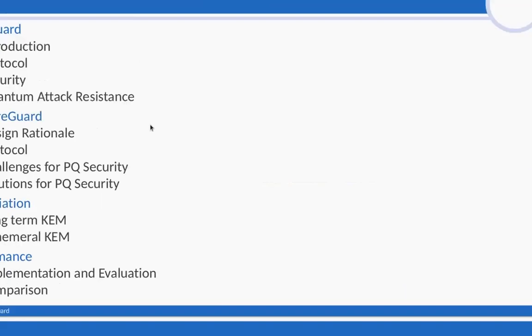Okay, and now I would like to give you an overview about what we are going to talk about today. First, I will introduce the original Wireguard, including its protocol, security properties, and its limited resistance to quantum attacks. And then we will move on to post-quantum Wireguard. We will discuss our design rationale, how the final protocol looks like, and what were the challenges to achieve certain desirable post-quantum security properties, and how we solved them. And after that, I would talk about how we instantiated the post-quantum Wireguard protocol, in particular the choice of the long-term KEM and the ephemeral KEM. And finally, I will discuss how we implemented our instantiation and compare its performance with widely used VPN software. And I will show the results.